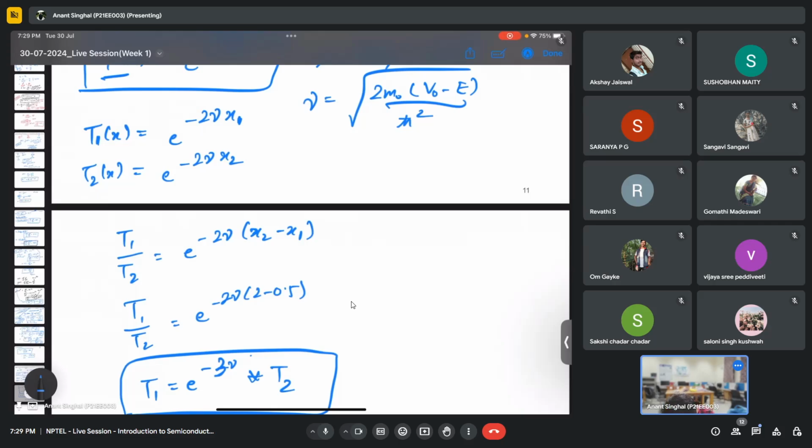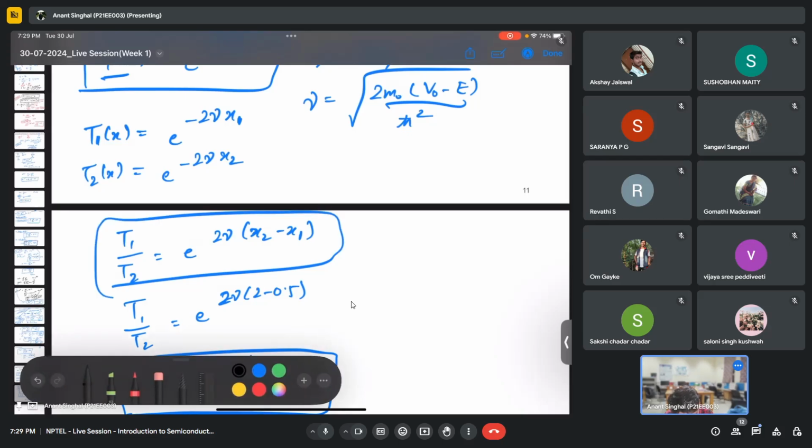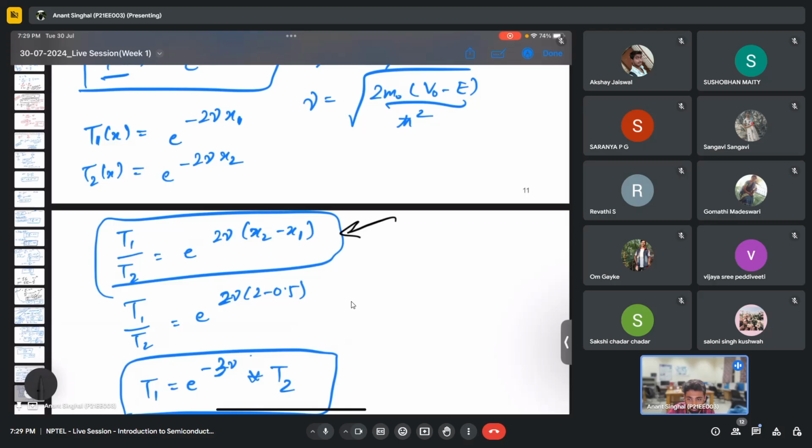Maybe I've written it. So if I take minus x1, yeah, so this will be not minus. There will not be a minus here because I have already kept it inside. So this will be 2 gamma x2 minus x1. Is it clear this step? I've made some changes. Please confirm if this is clear.